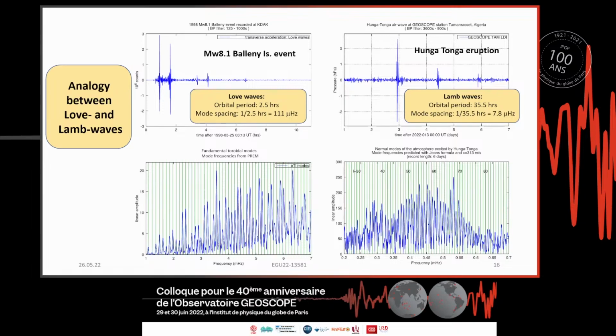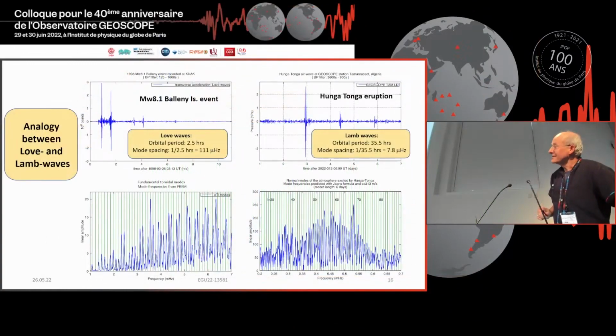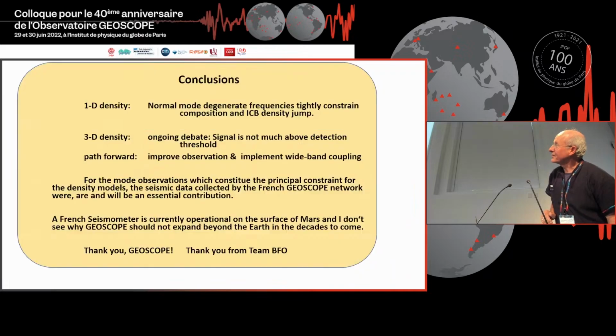If you go to the right, you keep the seismogram more or less. You just change the axis. The time axis is now 7 days long. The orbit takes 35.5 hours for one orbit around the globe. 1 over 35.5 hours is 7.8 microhertz. You do a Hann taper and an FFT, and here you see the normal modes of the atmosphere of the Earth excited by Hunga Tonga and recorded at Tamanrasset in this case. So, well done, Geoscope. Nice barometry.